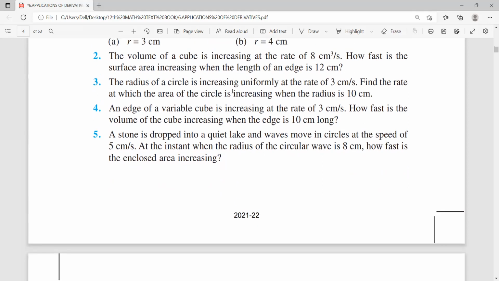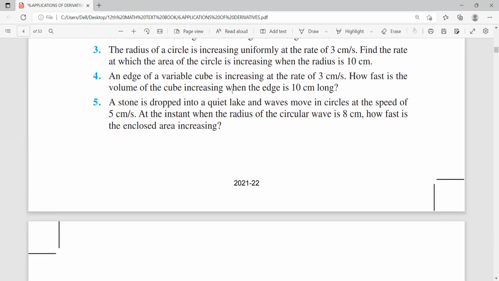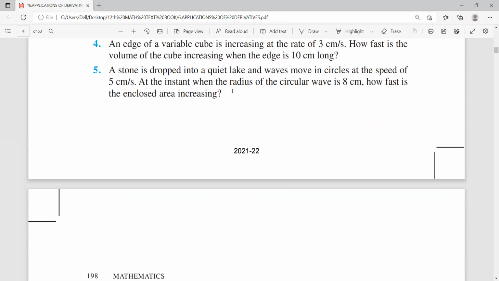Second question is about how fast the surface area, the volume of the cube, is increasing. Same thing we did. How fast is the surface area increasing when the length of the edge is 12 centimeters? Same thing. That one we will not do, so we will do this.